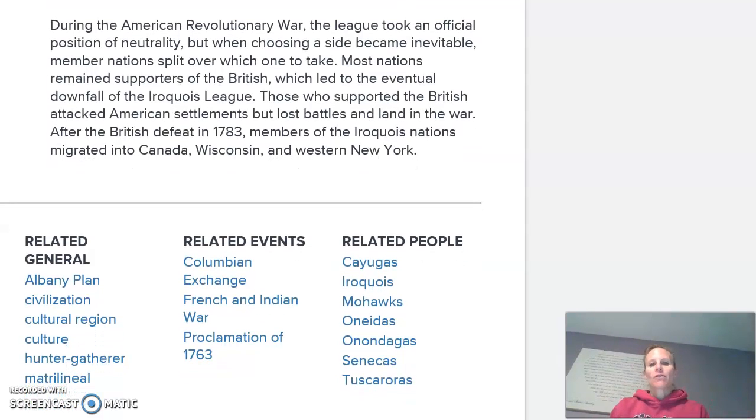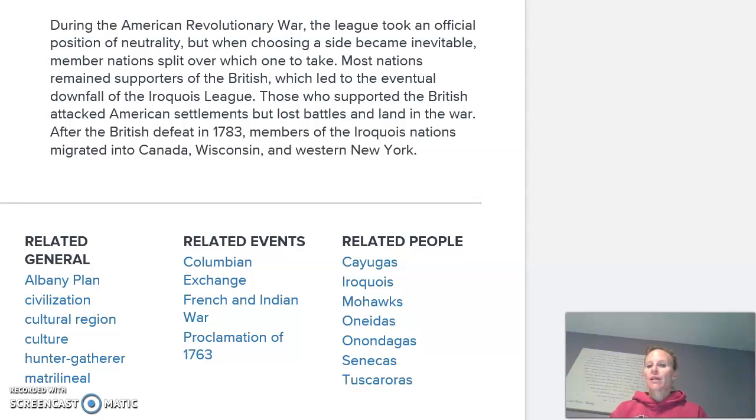During the American Revolutionary War, the League took an official position on neutrality. But when choosing a side became inevitable, member nations split off over which one to take. Most nations remained supporters of the British, which led to the eventual downfall of the Iroquois League. Those who supported the British attacked American settlements but lost battles and land in the war. After the British defeat in 1783, members of the Iroquois nations migrated into Canada, Wisconsin, and western New York.